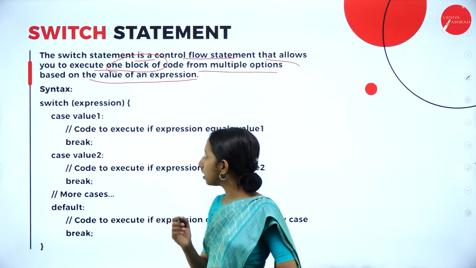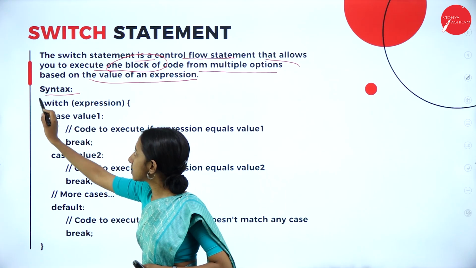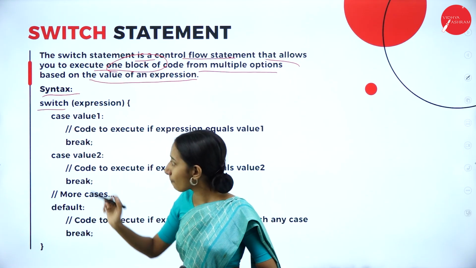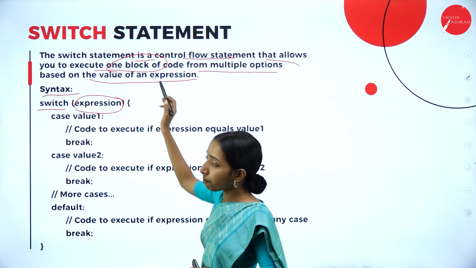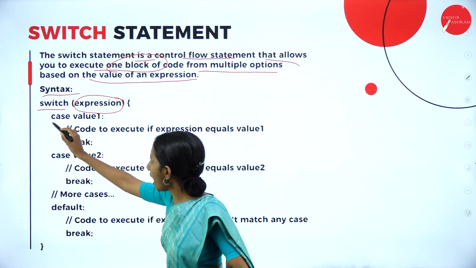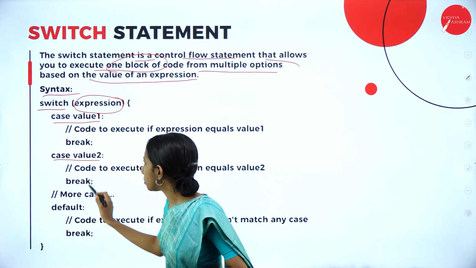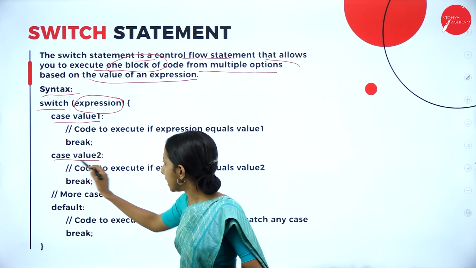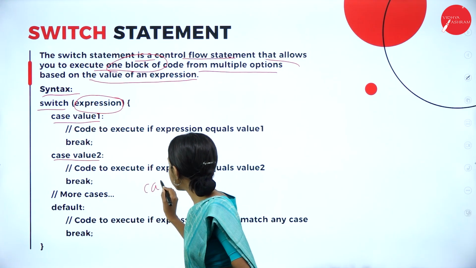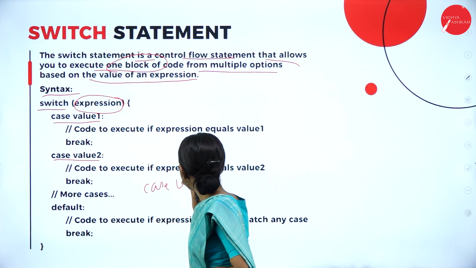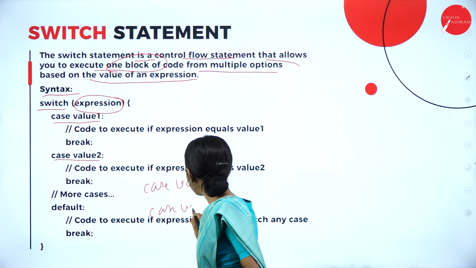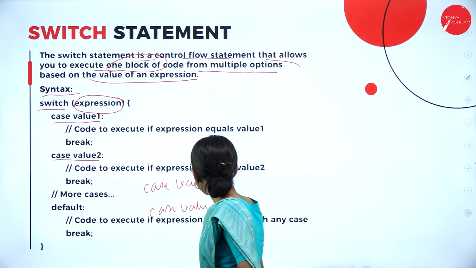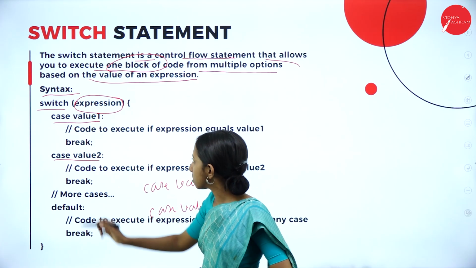So, how does it work? Let us see. Here we can see the syntax. We have a switch keyword and here it is an expression. As I said, it is a multiple option. So, we have multiple options like case value 1, case value 2, you can have case value 3, case value 4. So, there will be multiple options.